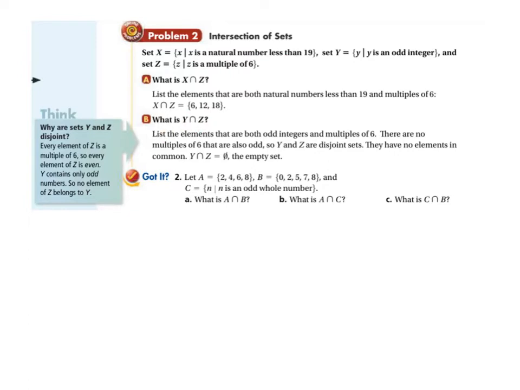What is Y intersection Z? So list the elements that are in both sets. There are no multiples of 6 that are also odd, right? Can't be. So Y and Z are disjoint sets. We know that. So the null set or the empty set is their intersection, which we mentioned earlier.